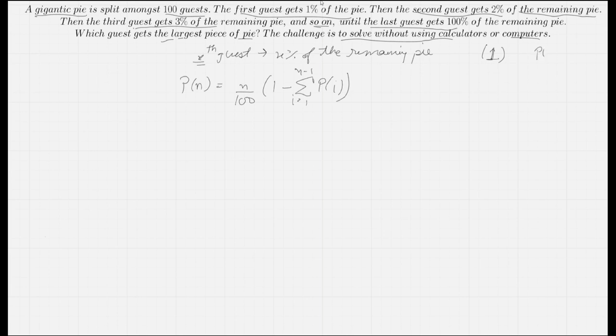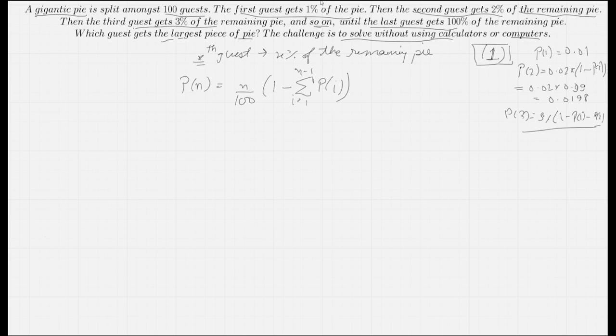So for P1, it's very easy. It's 1% of 1, right? I've taken a unit pie just to denote it in terms of fraction. P2 is 2%, 0.02, into the remaining pie, whatever is 1 minus whatever is eaten by P1, right? So this is 0.02 into 0.99. This is 0.0198. Similarly, for P3, it is 3% of 1 minus P1 minus P2, right?